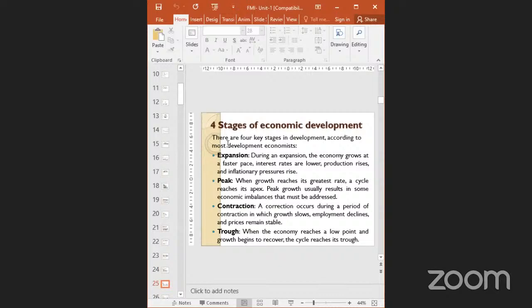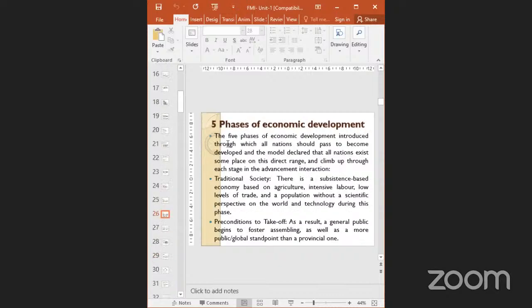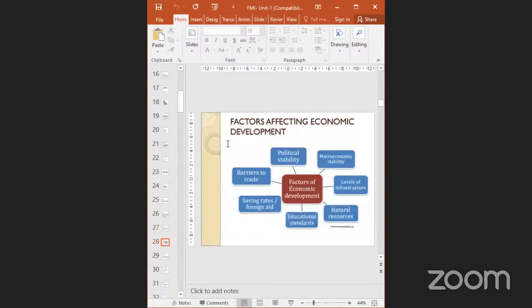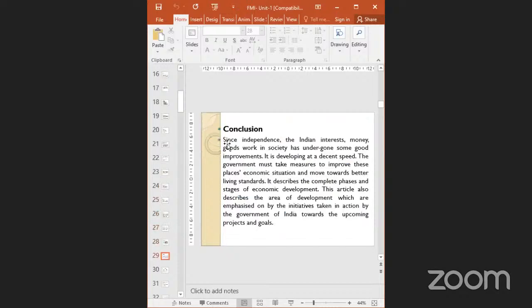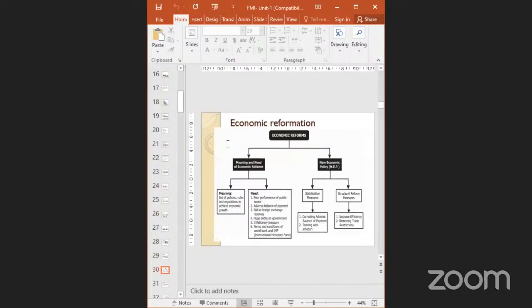In tomorrow's class, we'll talk about the 4 stages of economic development, 5 stages of economic development. Then we will talk about the factors of economic development. Then financial reformation. If you have any question, please ask.